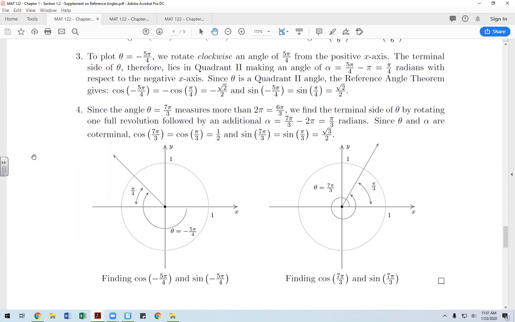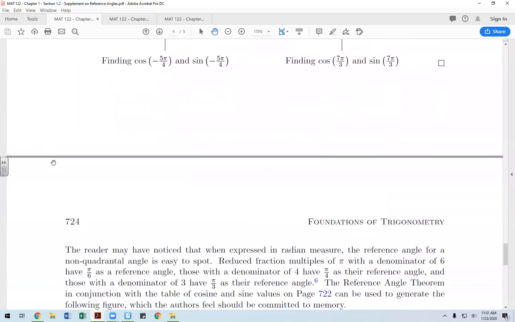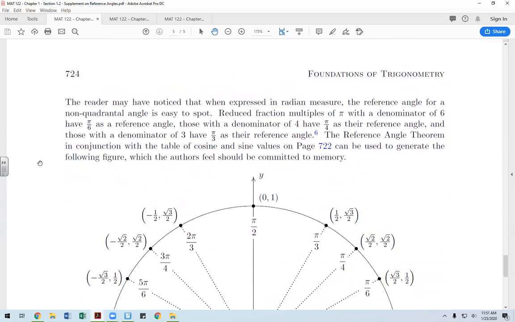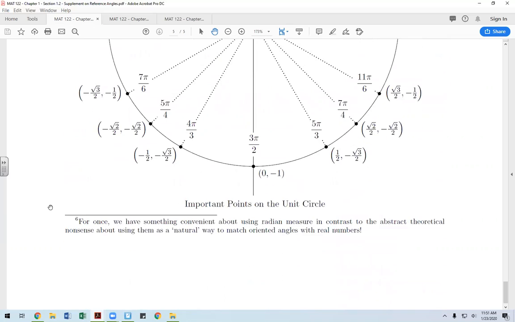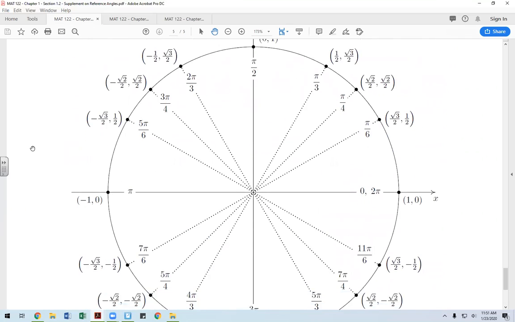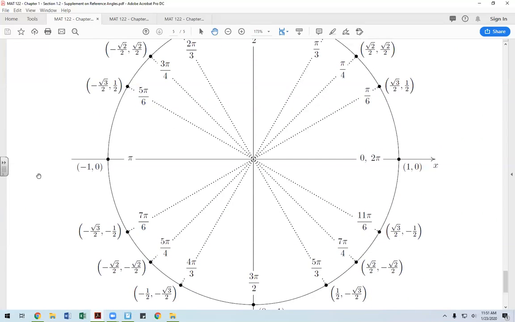So basically, if you're a quadrant 3 angle, you want to subtract pi or 180 from it. If it's a quadrant 4 angle, you want to subtract the angle from 2 pi. Some of these techniques we'll look through as we go through examples. And this is just, again, another unit circle, which I have already given you guys a copy of.